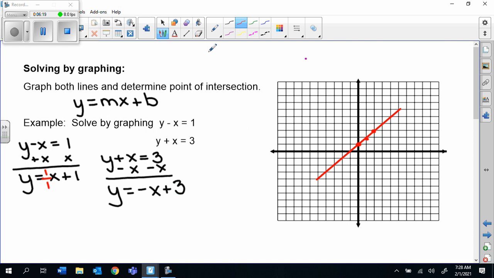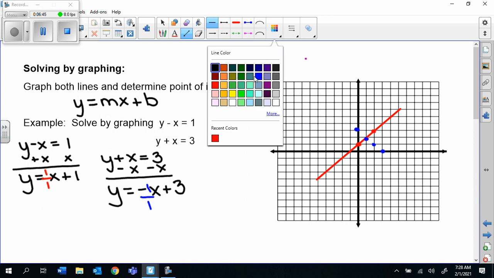Okay, let's switch colors. Now we're going to go up 3: 1, 2, 3. And then it looks like my slope is negative 1 over positive 1. So I'm going to go down 1, right 1, down 1, right 1, down 1, right 1. And I didn't know where these would cross, so I really want to make sure that it's an accurate graph so that I can tell. That's why I was really messing with that right there.